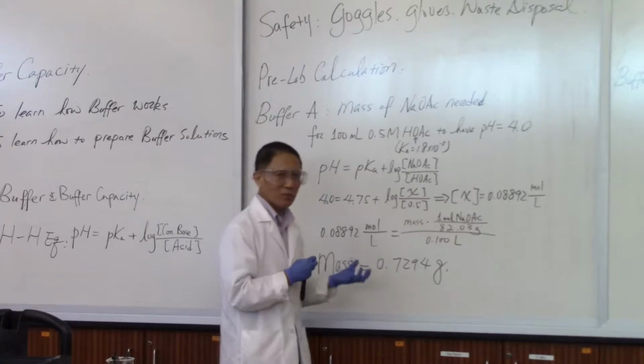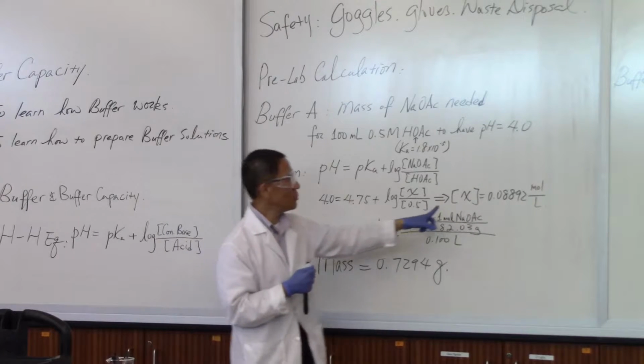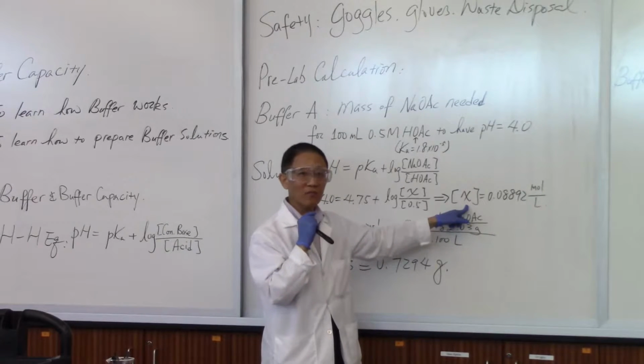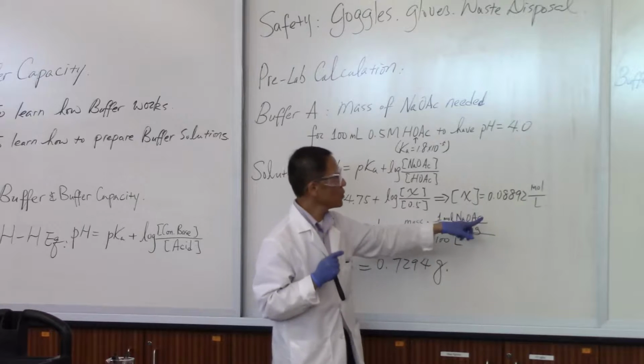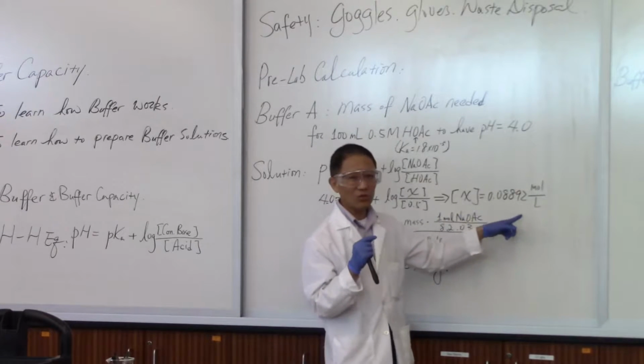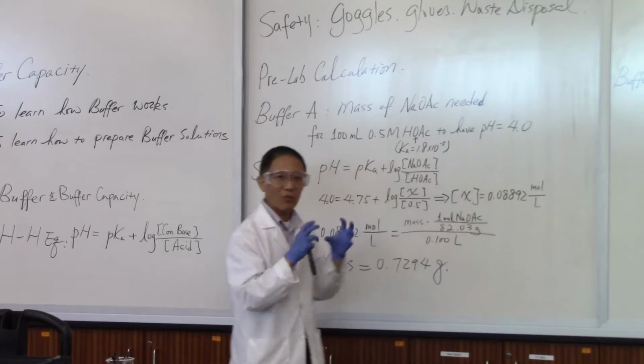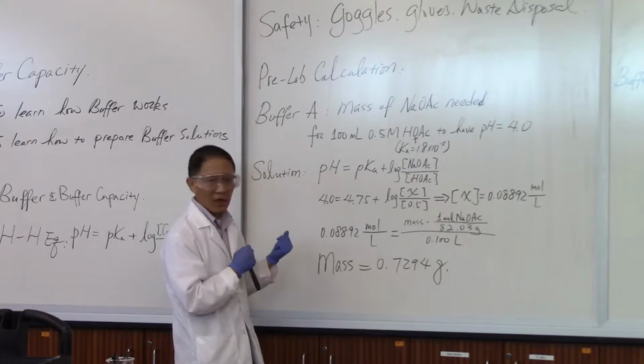And doing a little bit of algebraic maneuver, and then log and anti-log, you will be able to figure out the molar concentration of the sodium acetate solution should be somewhere around 0.08892 moles per liter. Okay? So this is the molarity that we need for the conjugate base.